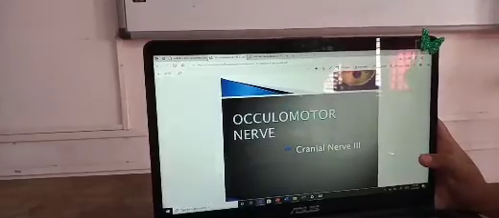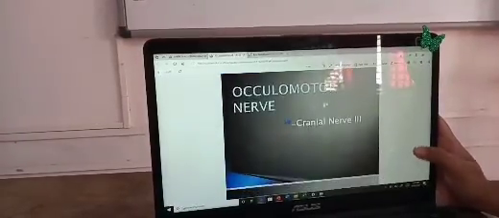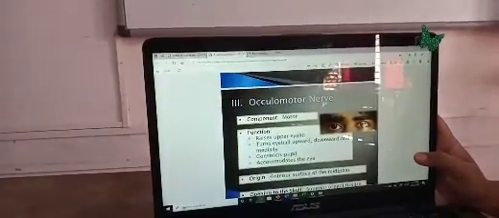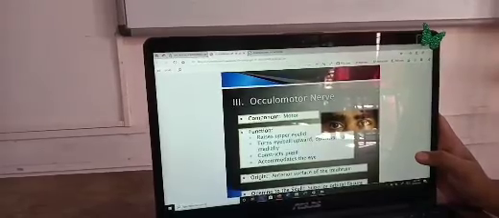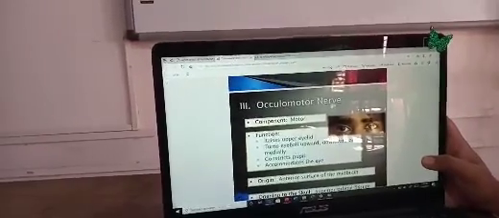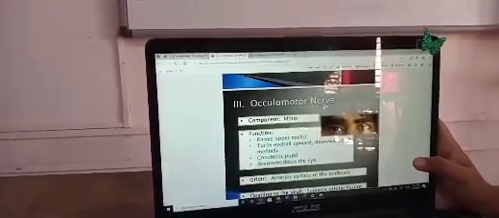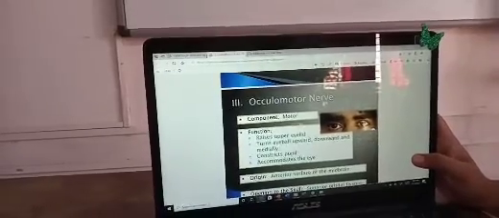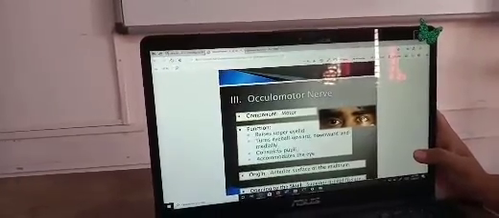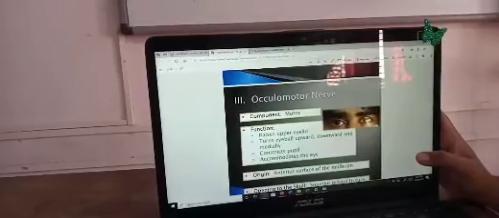Now going into the oculomotor nerve. It's a motor nerve which you can understand from the name itself. It helps in raising the upper eyelid, turns the eyeball upward, downward, inward, medially. It constricts the pupil and it accommodates the eye.